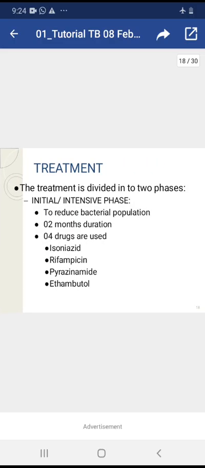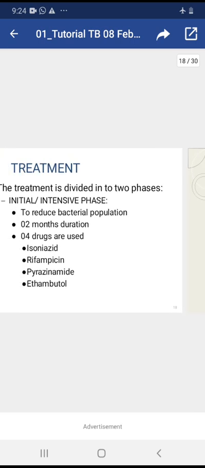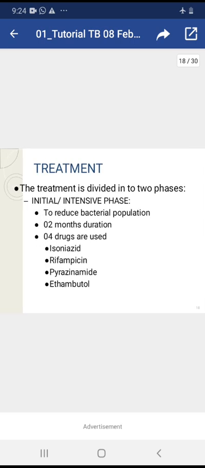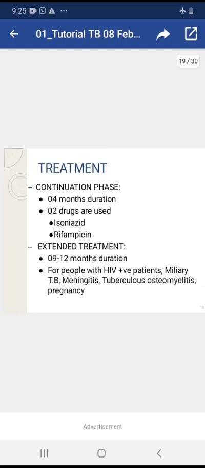Now the treatment. The treatment period is divided into two phases. First, the initial intensive phase and the second phase being the continuation phase. As the name indicates, in the initial intensive phase you are going to start intensive therapy whose goal is to reduce the bacterial population. It is of 2 months duration. 4 drugs are used: Isoniazid, Rifampin, Pyrazinamide, Ethambutol.